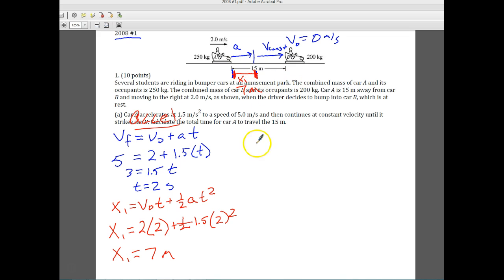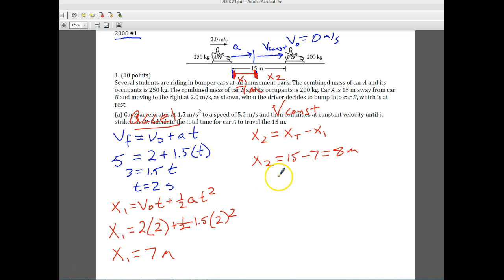So we can see from the diagram that the distance it travels for x2 would be equal to the total distance, which is xt, minus x1. And this is the distance it travels at a constant velocity. So we're going to put v constant, just like we did here. Let's figure this out. x2 is equal to 15 minus 7. And so we end up with 8 meters is how far it goes when it's traveling at a constant velocity.